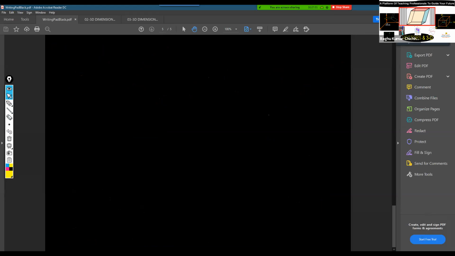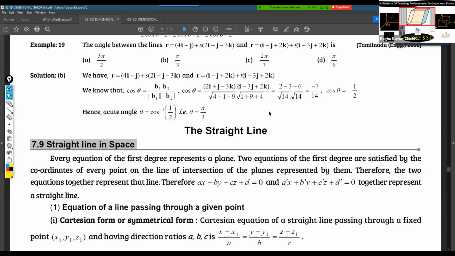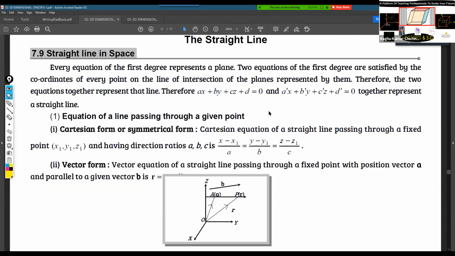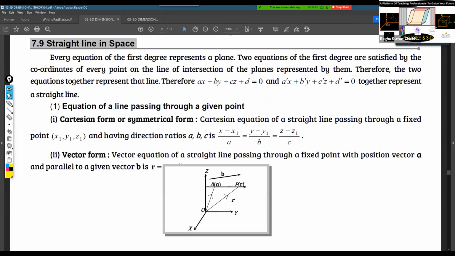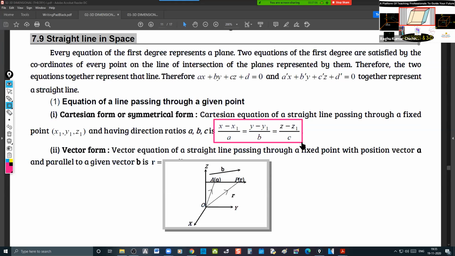This is now the straight line in the space. Let us check it out. Let us revise what we have learned, so that you will be more comfortable in remembering this. Just visualize this. Which form is it? x minus x1 by a, y minus y1 by b is equal to z minus z1 by c. It is called symmetric form. He said it as symmetric form, not Cartesian form. In fact, it's not Cartesian form. Cartesian form is the line form, and because you will have lambda here, it is said to be the parametric form.